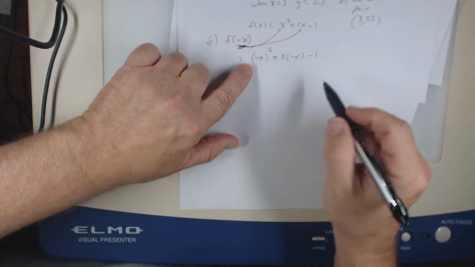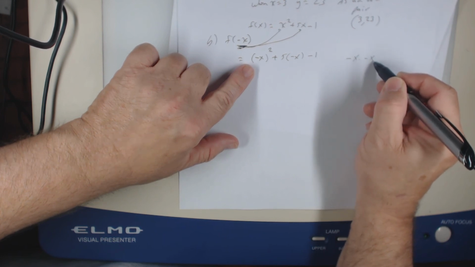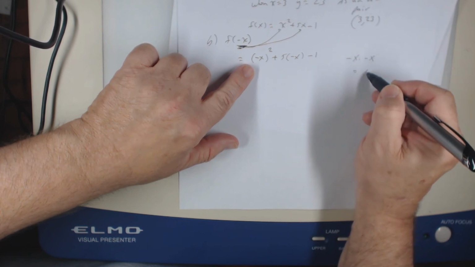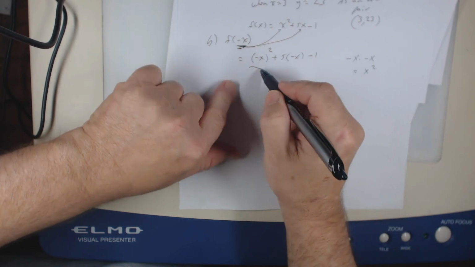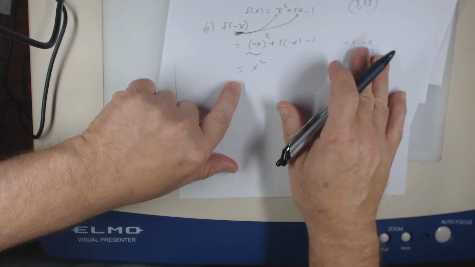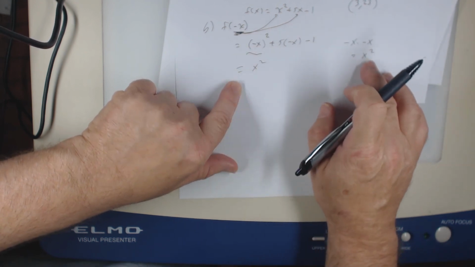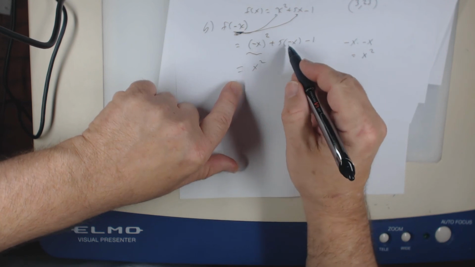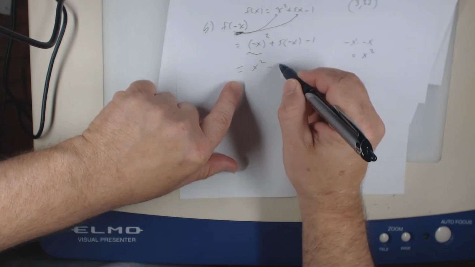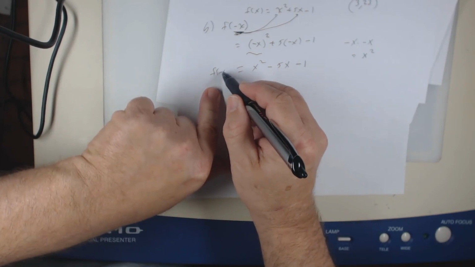Now let's think about what this is. Negative x squared means negative x times itself, which is a positive x squared. So you agree that all that is just x squared? Yes or no? Yeah. Okay. Negative x squared means negative x times negative x is a positive x squared. So that's this. What's 5 times a negative x? Negative 5x. And then you're left with minus 1. So there's your f of negative x.